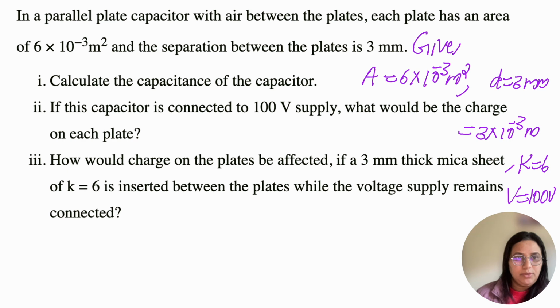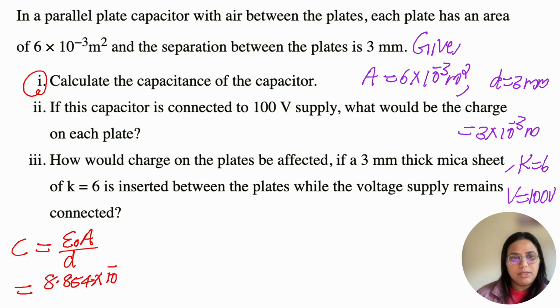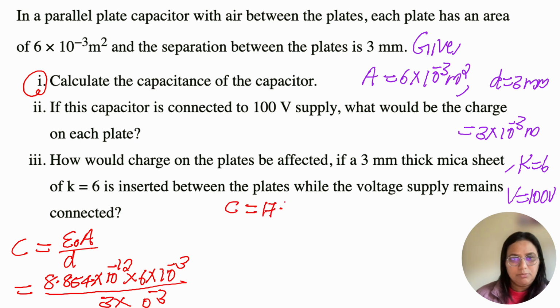The capacitance value can be calculated using the formula C is equal to epsilon naught A divided by D. Substitute the values. Epsilon naught is 8.854 into 10 power of minus 12 into A is 6 into 10 power of minus 3 divided by 3 into 10 power of minus 3. If you substitute the values, what do you get? Solve it. So you get the C value which is equal to 17.7 into 10 power of minus 12 farad. So that's the answer for the first part.